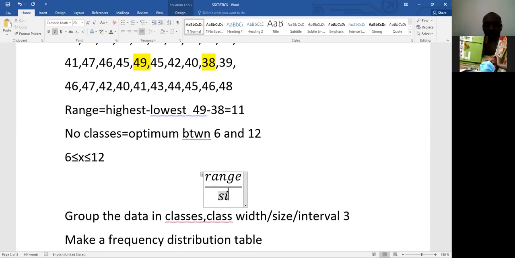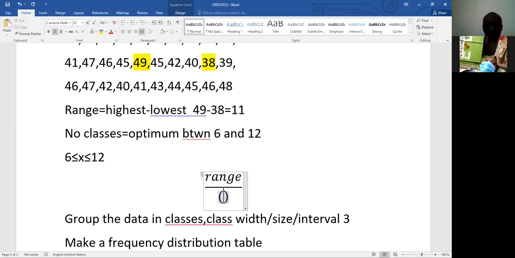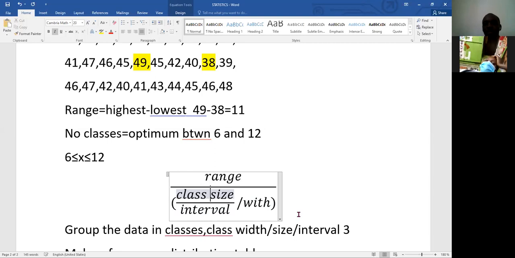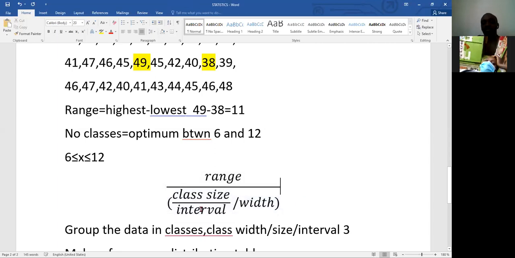Size, interval, width. Now all these things mean the same thing. The class size, the class interval, the class width mean the same. So you say range over the class width, the class size, or the class interval.